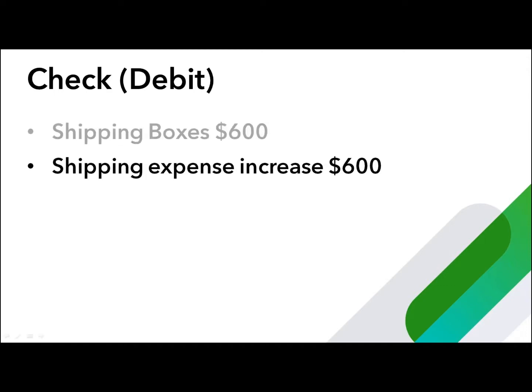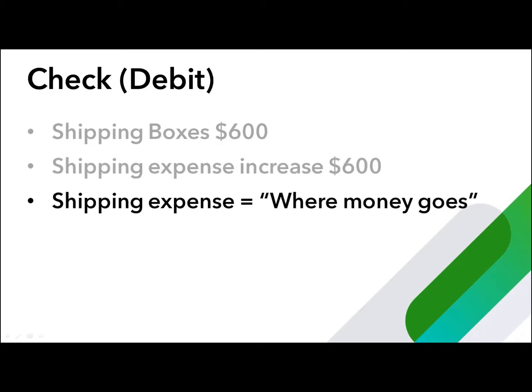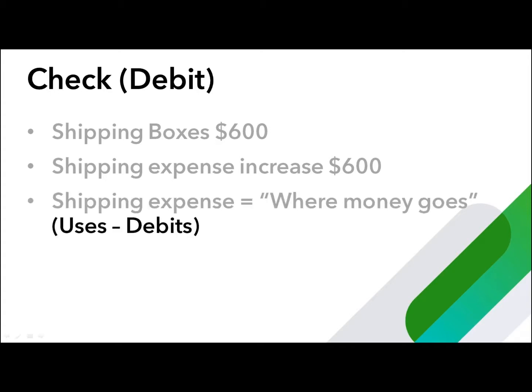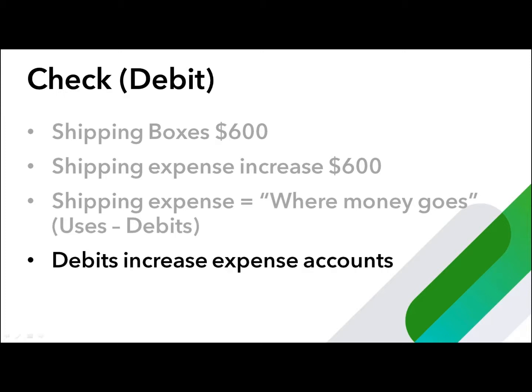Let's look at the debit or left side of the transaction. You purchased $600 worth of shipping boxes. The shipping expense account increases by $600. The use of the money is shipping. Remember the general rule. Uses are usually debits. This makes sense because debits increase expense accounts.